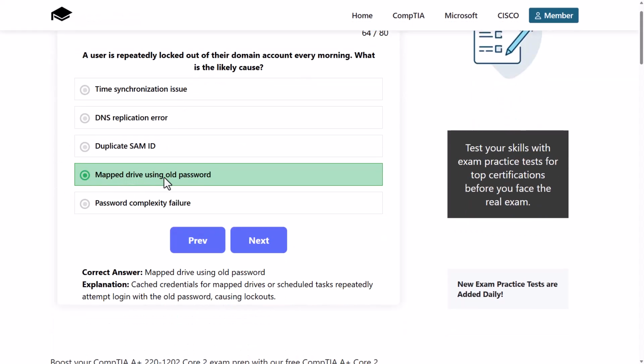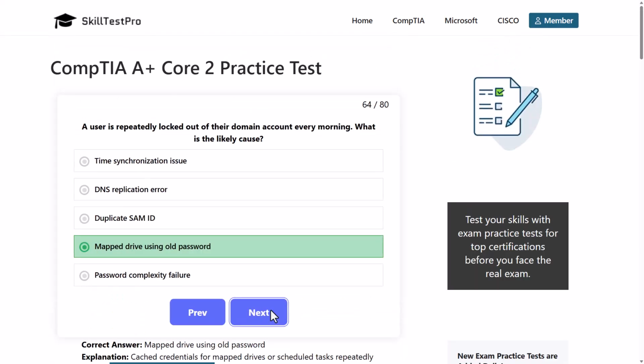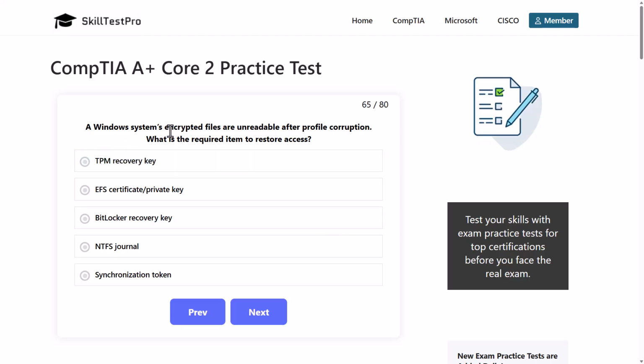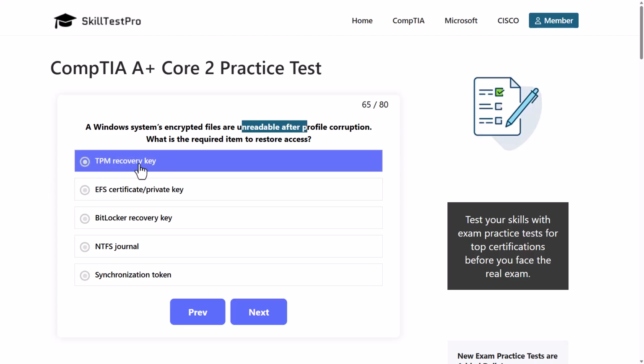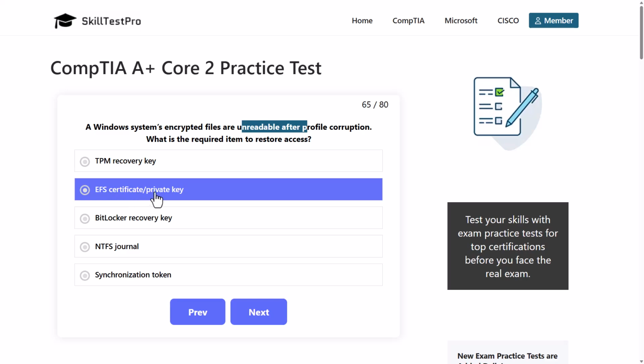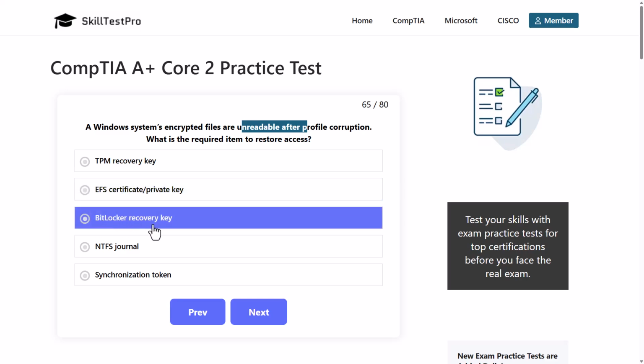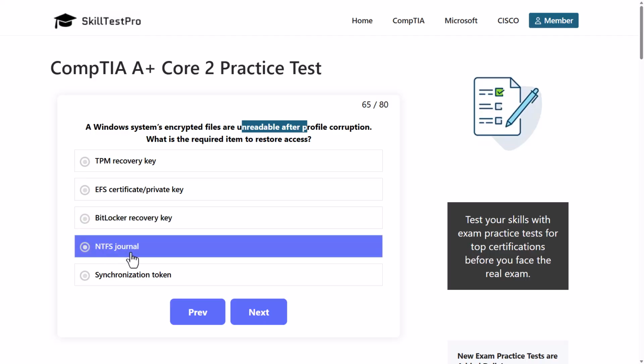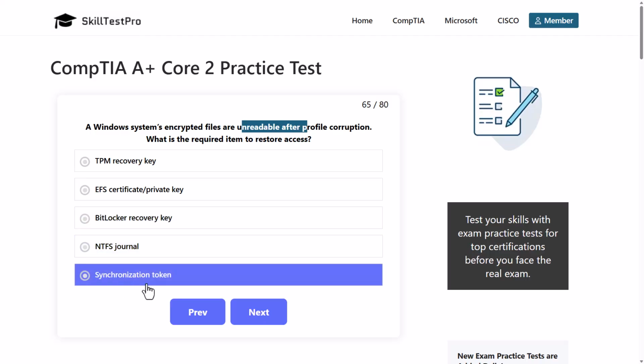So, mapped drive using old password: cached credentials from mapped drives or scheduled tasks repeatedly attempt login with the old password, causing lockouts. The next question. A Windows system's encrypted files are unreadable after profile corruption. What is the required item to restore access so you can read these files? TPM recovery key, EFS certificate private key, BitLocker recovery key, NTFS journal, or synchronization token.